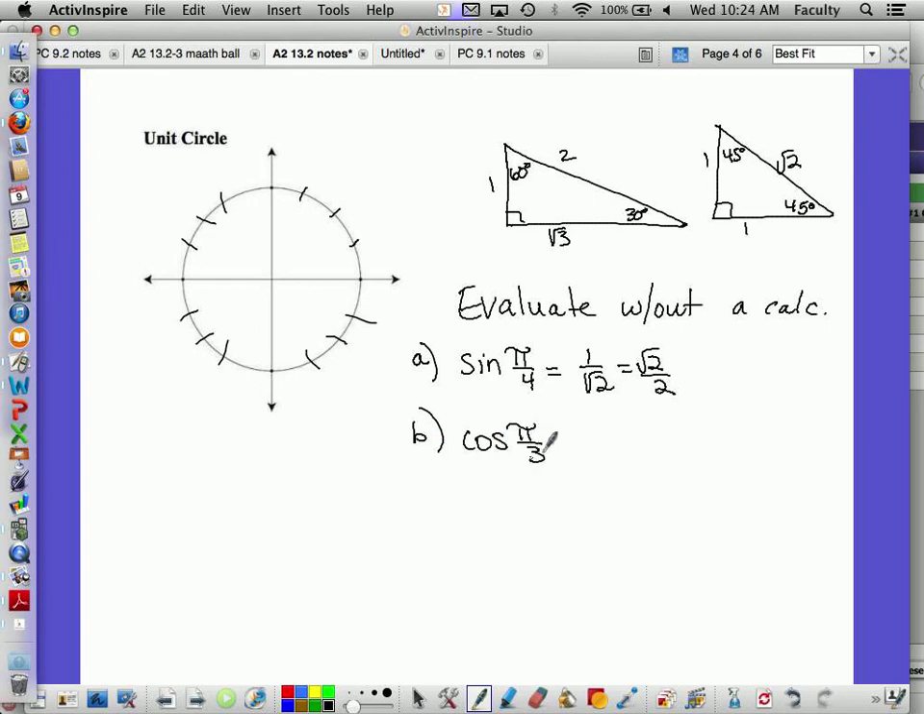Cosine, pi over 3. McKenna, how many degrees is pi over 3? 60. So I'm going to come to my 30-60 triangle, and I'm at 60 degrees. SOHCAHTOA. Cosine is adjacent over hypotenuse. So it's 1/2.